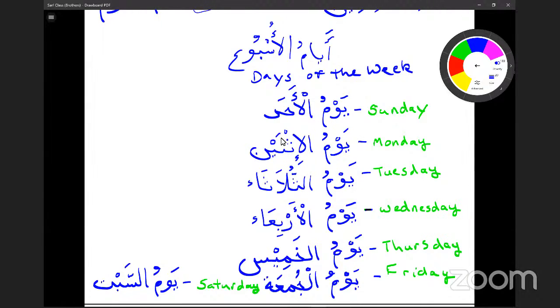So when in doubt, know that Yawm al-Ahad is Sunday and Yawm al-Khamis is Thursday, because you know Jum'ah. Yawm al-Jum'ah is Friday and Yawm al-Sabt is Saturday. So all you have to do is memorize those ones in between: Yawm al-Ithnain, Yawm al-Thulatha, and Yawm al-Arbi'a. Because Yawm al-Ahad is easy, Yawm al-Khamis is easy, you already know Jum'ah, and then Yawm al-Sabt. So know your days of the week, inshallah ta'ala.